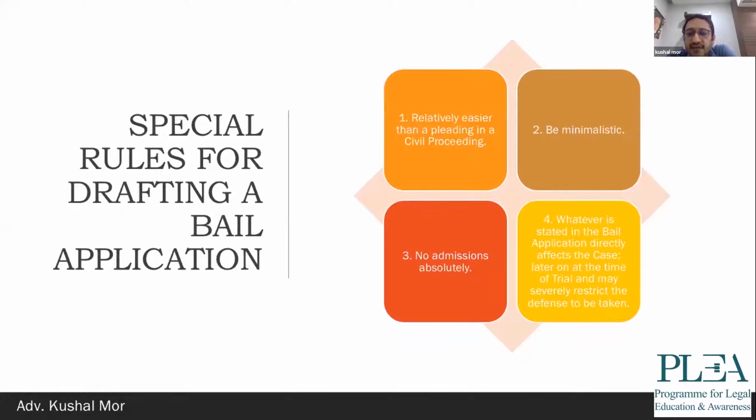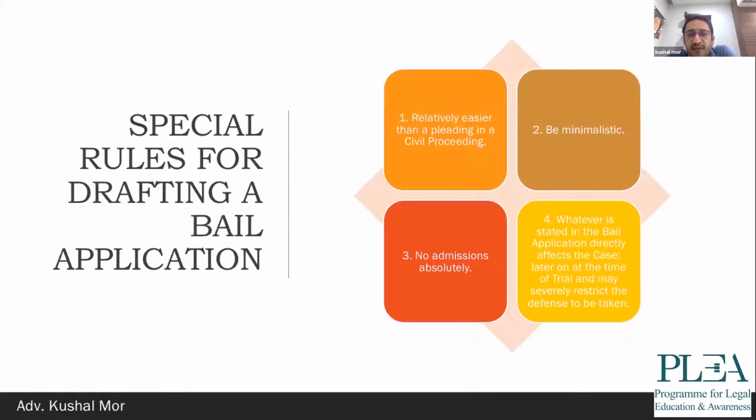Because whatever you state in the bail application, and you may get out on bail stating something, but later on during the course of the trial, that admission will affect your case adversely and will limit your defense. I'll give you a small example. Say it is a case of hit and run. While driving a car, the accused has hit somebody and the person is injured. And it was raining and the road was slippery, and there were no lights on the road, and therefore he could not see the person on the road.